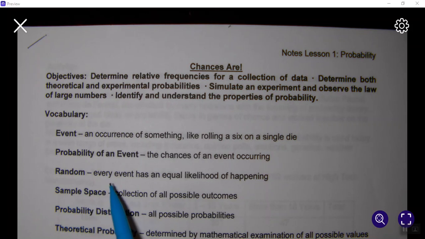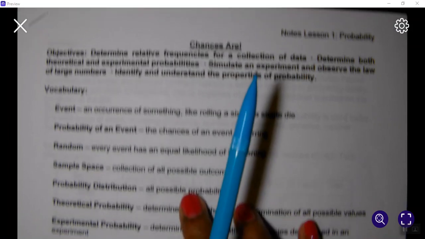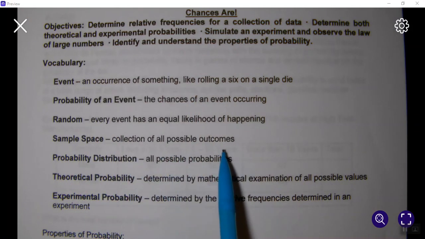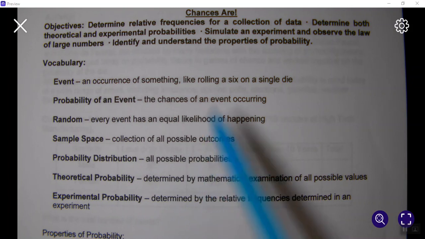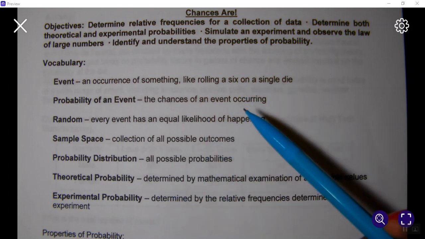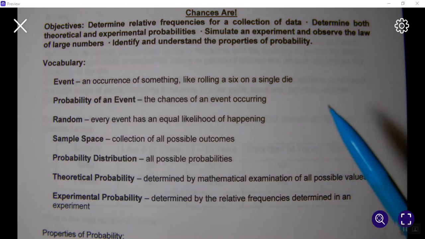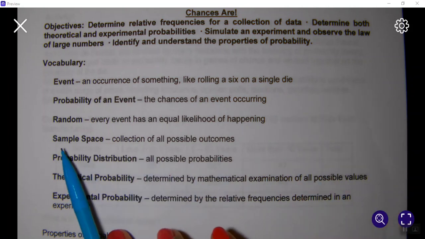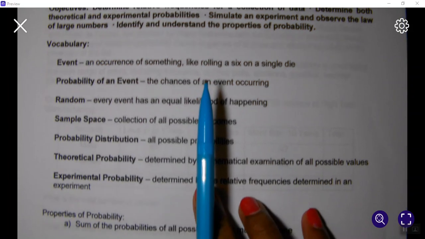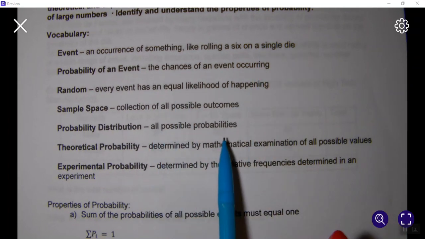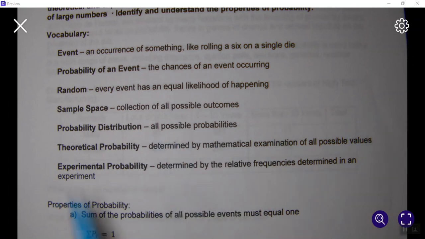Random is that every event has an equal likelihood of happening. And then sample space is a collection of all possible outcomes. For example, when you're rolling a die, you know that there's 6 outcomes. You can roll a 1, you can roll a 2, 3, 4, or a 5, or a 6. We call that the sample space. Probability distribution is all the possible probabilities, like how the probabilities are distributed.